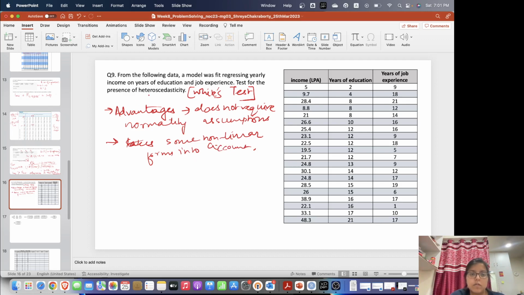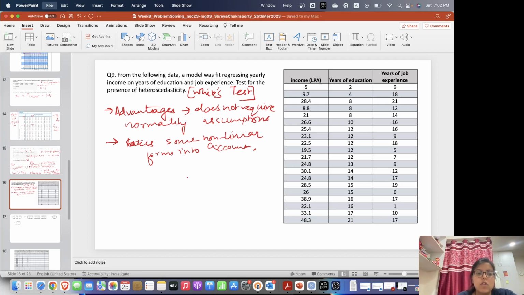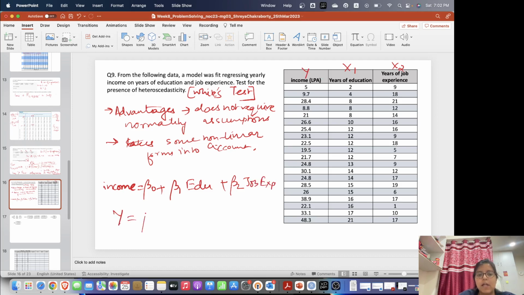Okay, so for testing for the presence of heteroscedasticity, how would we proceed? The first thing is we have to fit a model: income equals, let's say, beta naught plus beta 1 education, which I'll denote as x1, plus beta 2 job experience, which I'll denote as x2. Let this be my y. So we have y equal to beta naught plus beta 1 x1 plus beta 2 x2. We have been provided with this table.